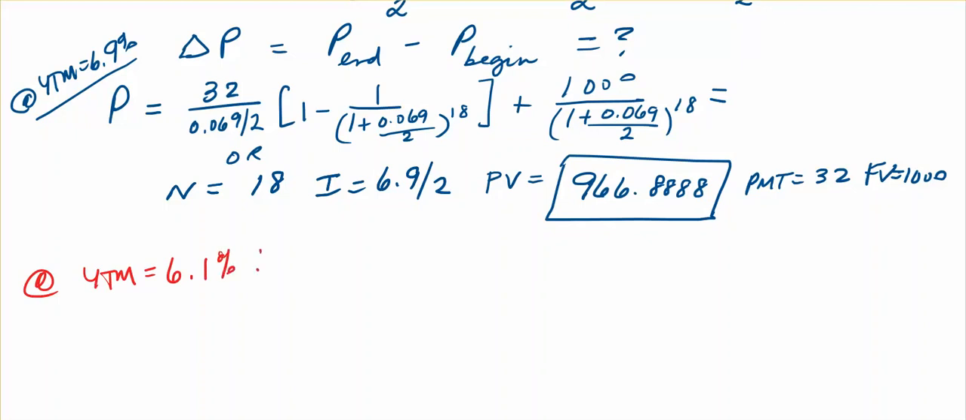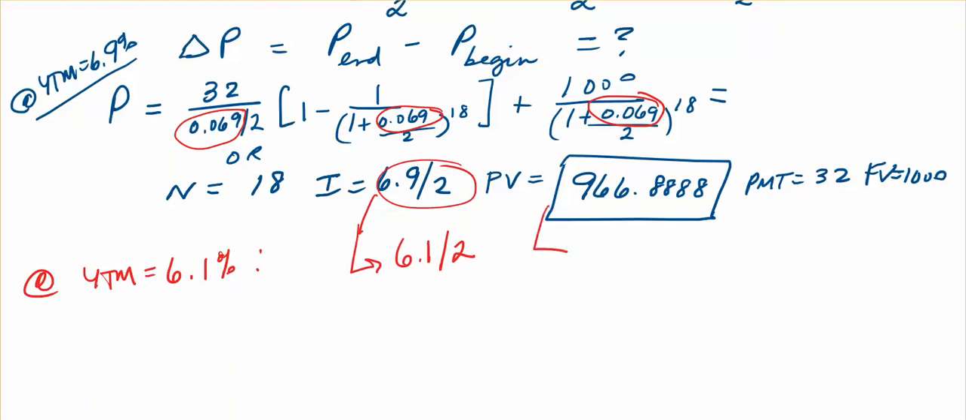Alright, now when the yield to maturity goes down to 6.1%, if I were to rewrite the formula, I would just replace all the 6.9s, or 0.069, by 0.061. However, the financial calculator makes all of that much easier in that I just have to replace the interest rate with 6.1 divided by 2, and then that will give me a new PV. So go ahead and put in 6.1 divided by 2 as your interest rate, solve for PV, and you get 1020.5433.